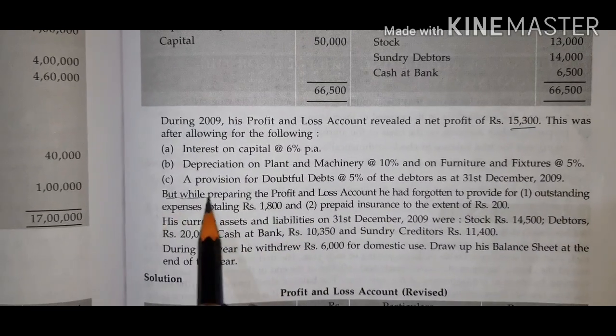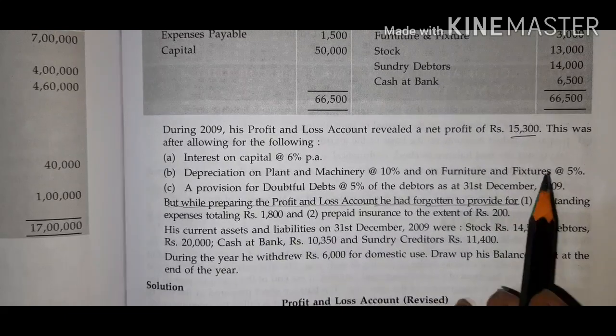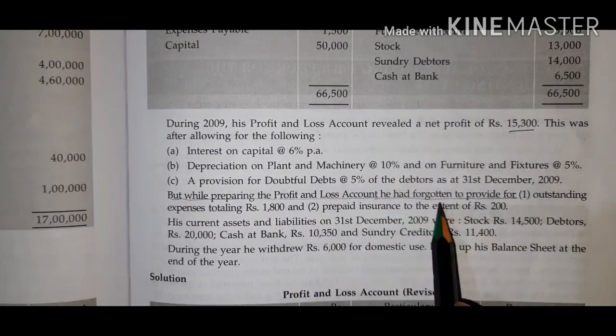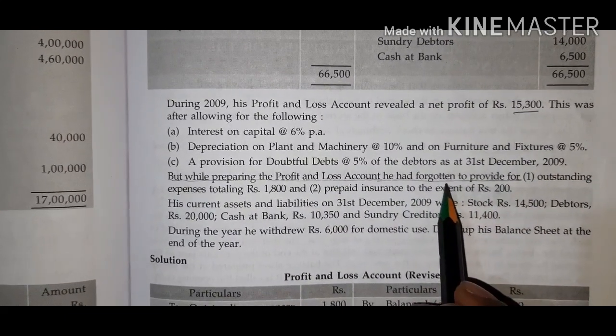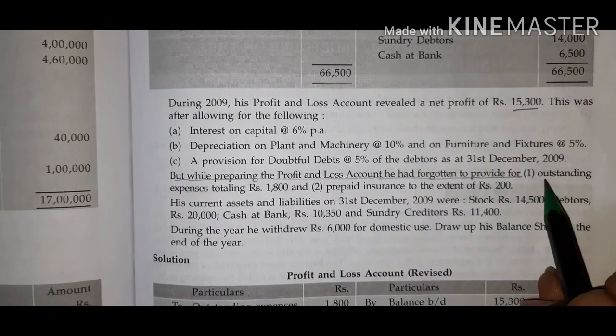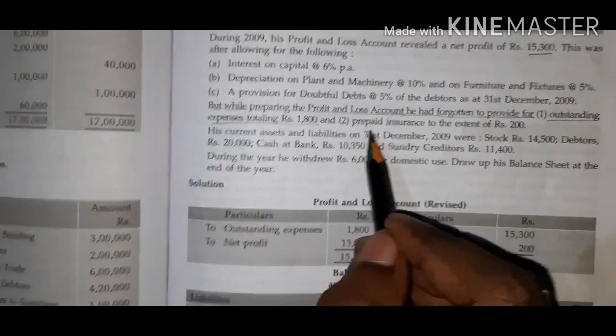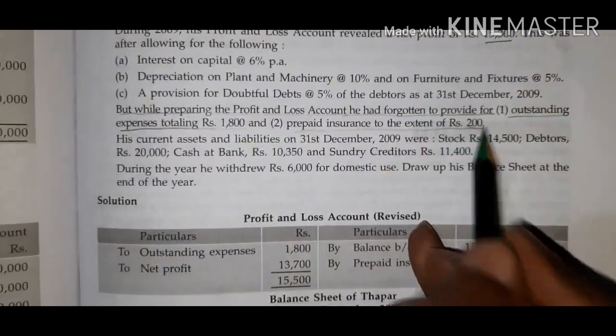But while preparing the profit and loss account, he had forgotten to provide for the following. So friends, these adjustments have not been made while preparing the P&L account. Now we need to make these adjustments. Number one, outstanding expenses totaling 1,800, and prepaid insurance to the extent of rupees 200.